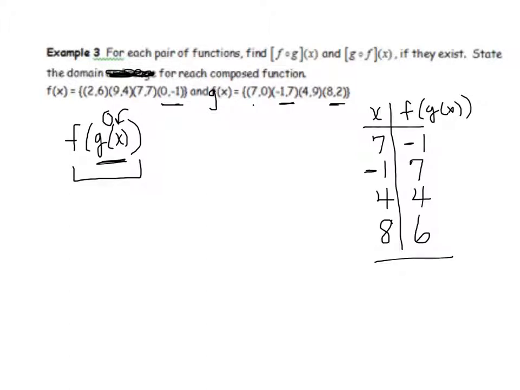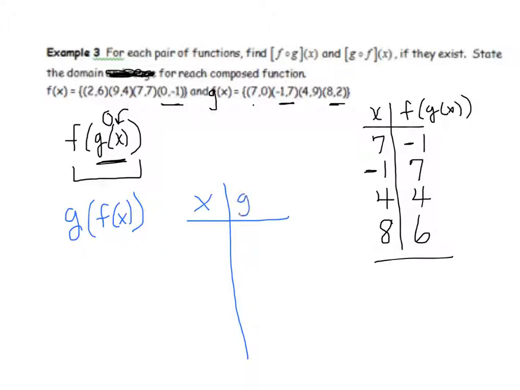All right, so what if we want to do g of f of x? All right, so I'm going to make another table, and this is x, and this is g of f of x. All right, so the innermost this time is the x in the f function, and that starts with 2. So I say 2 goes to 6, but 6 does not exist over here, so this does not exist. Sometimes they'll write DNE for does not exist.